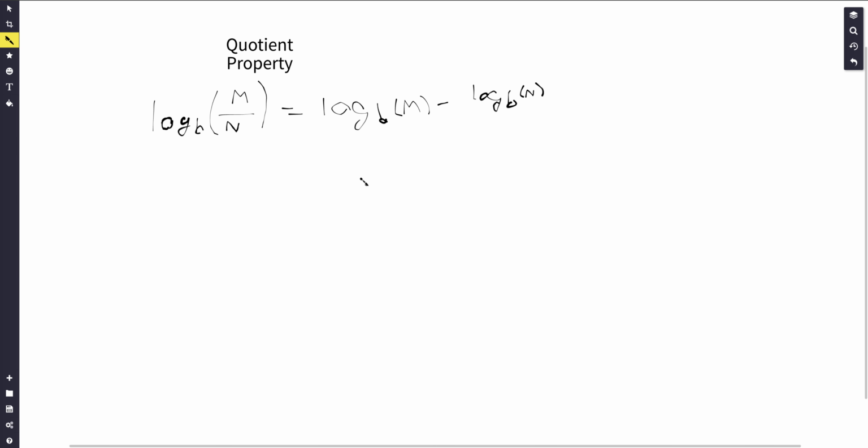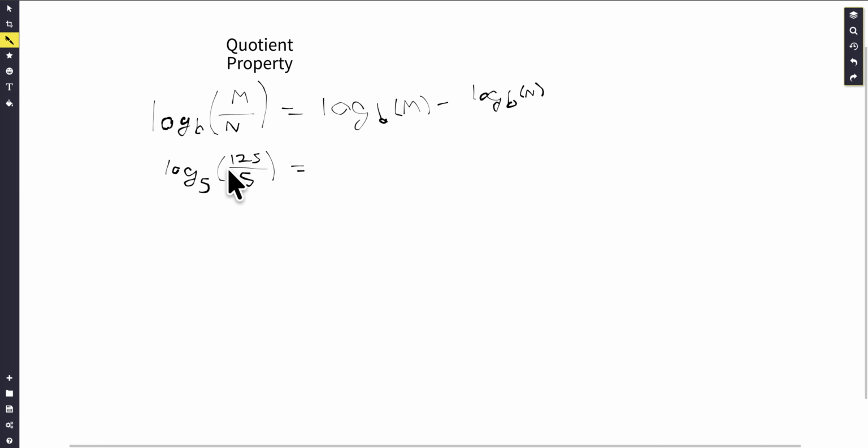So I feel like this one's straightforward because we learned the product property. So I'm just going to give another example here. Let's say we have log base 5 of 125 over 5. What we can do is rewrite this. Again, remember, if we want to expand it, this would be the expanded form. If we want to condense it, this would be the condensed form.